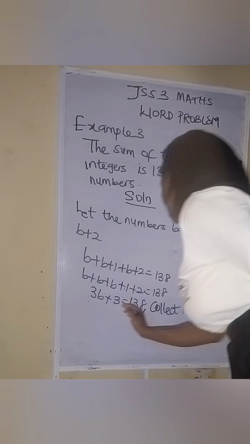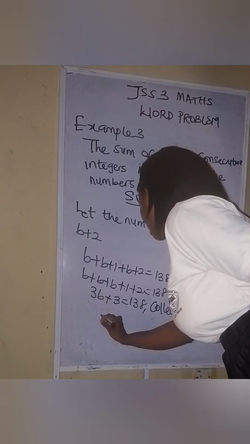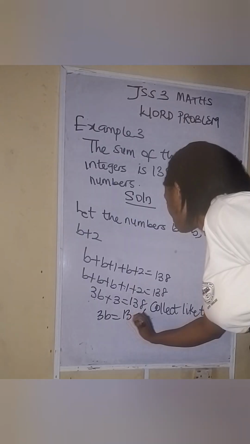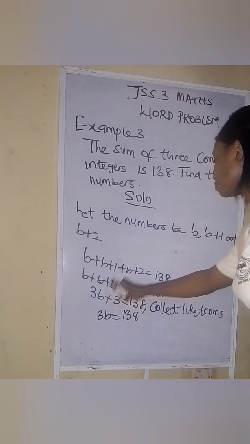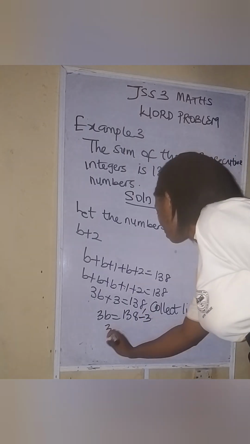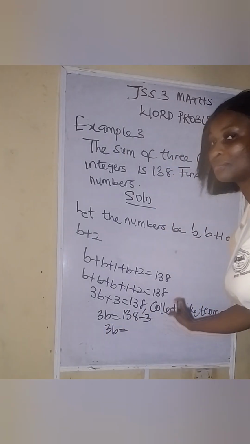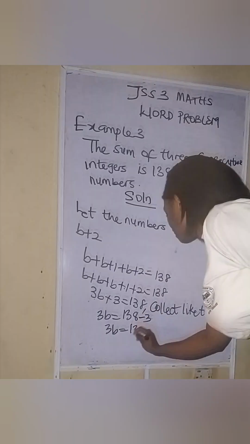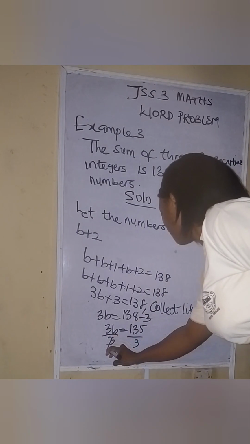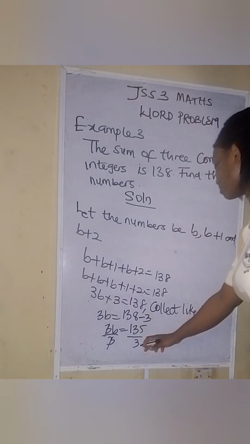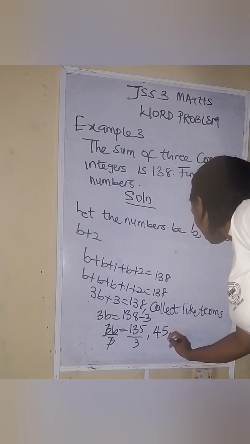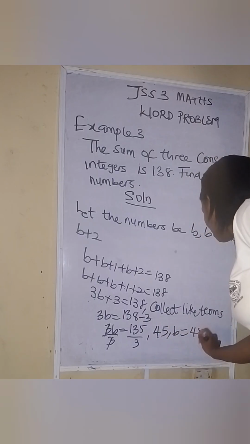So that will be 3B plus 3 equals 138. We move the numbers to one side. So this plus 3 will change because we move it to the other side, it changes to minus. So 3B equals 138 minus 3, which is 135. So we divide both sides by 3. 135 divided by 3 is 45. Alright, so our B equals 45.